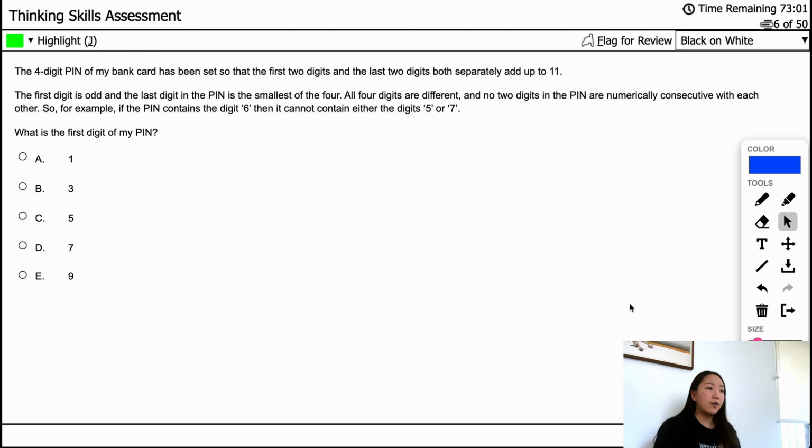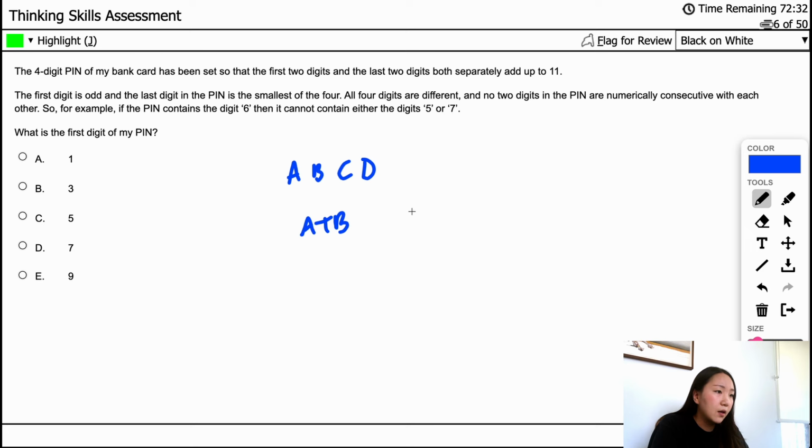Okay, so now we're on to our 3 problem-solving questions. The 4-digit PIN of my bank card. I can already see that this is quite a common variation of question you get in problem solving. They want you to find some combination of numbers based on some rules that they give you. So make sure you're really carefully identifying what rules they are. So in this case, it says the first 2 digits, it's 4 digits total, and the first 2 digits and the last 2 digits add up separately to 11. Yep, I read that right.